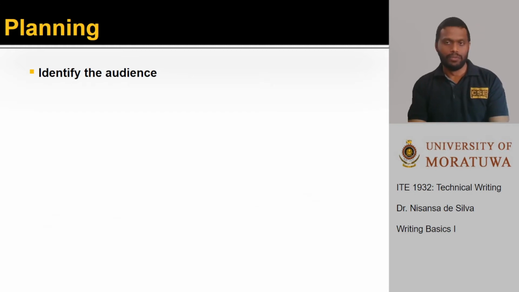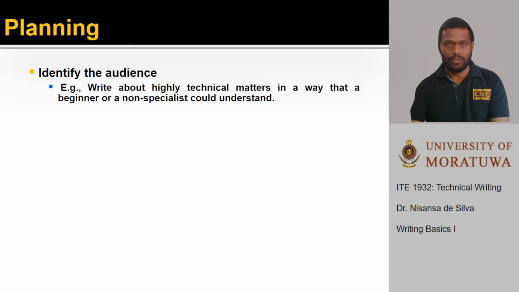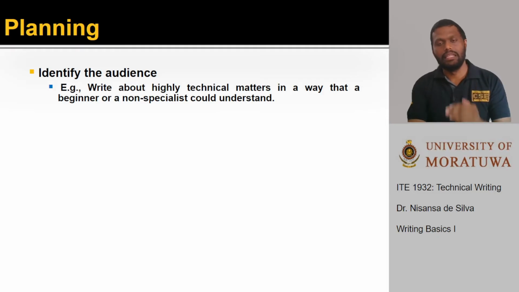Like in all forms of communication, the first step is knowing your audience. For example, if you are writing about highly technical matters, you should make sure that if your audience is at a beginner level, you write it at a level that the beginner can understand. Let us look at an example.